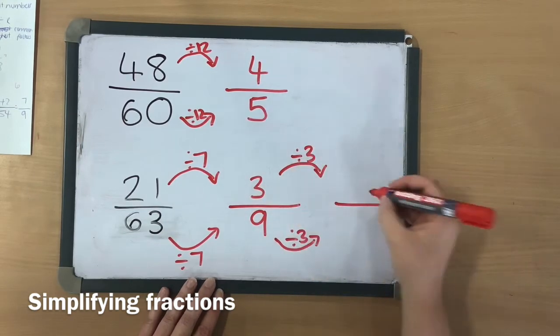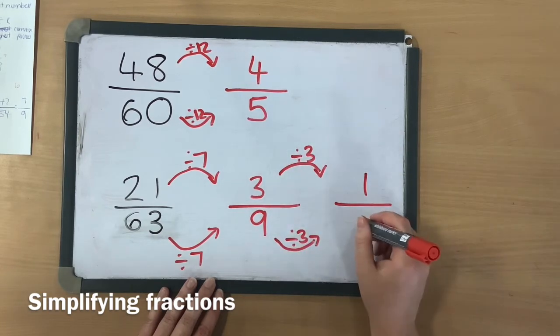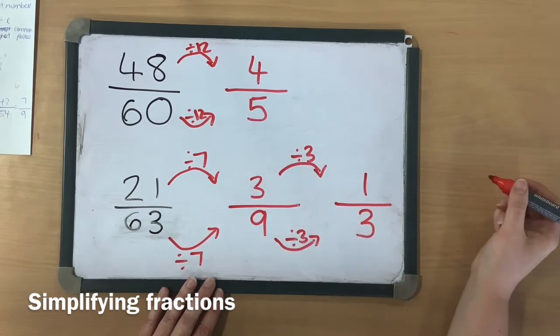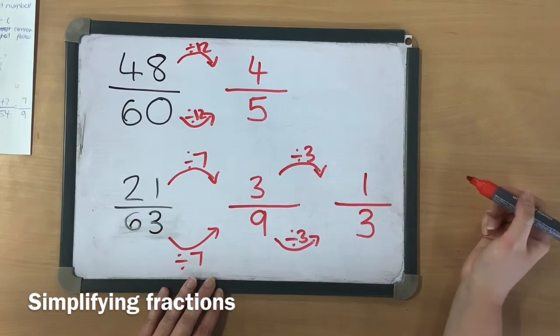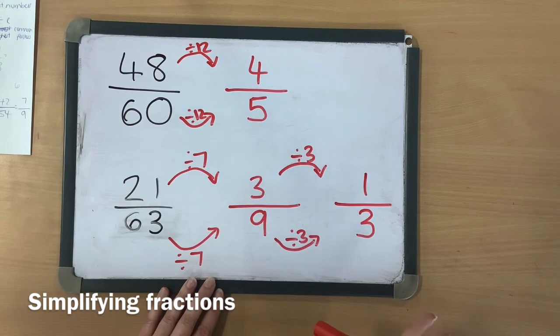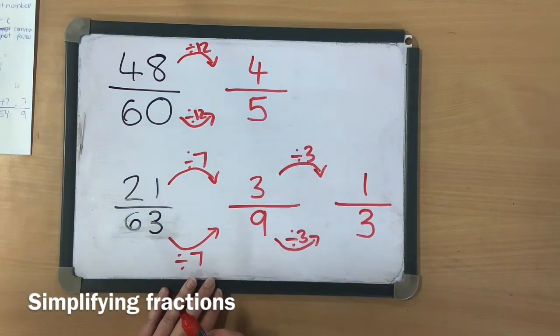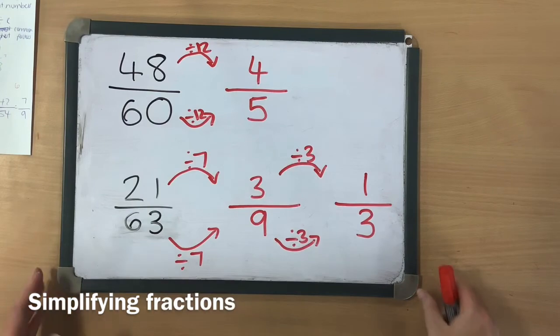3 divided by 3 is 1, and 9 divided by 3 is 3, giving me the answer of 1/3. So this one just needed 2 steps. That's why it's always really important, once you have simplified the fraction, to have another quick check. Can you find any other highest common factors?